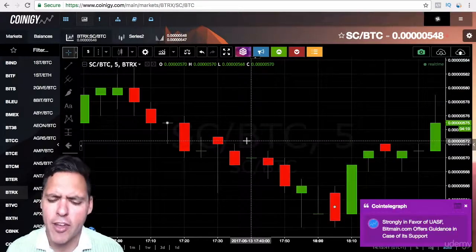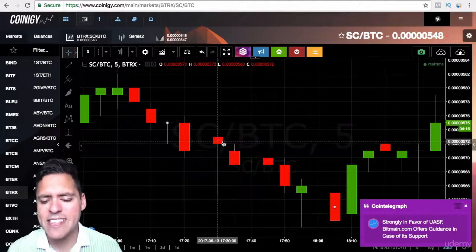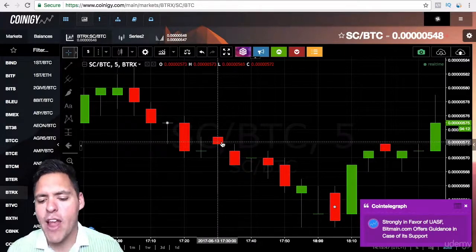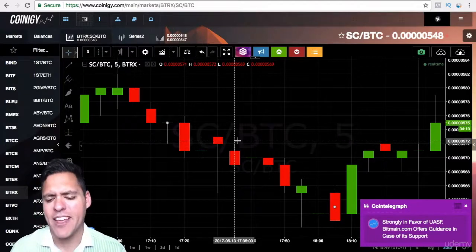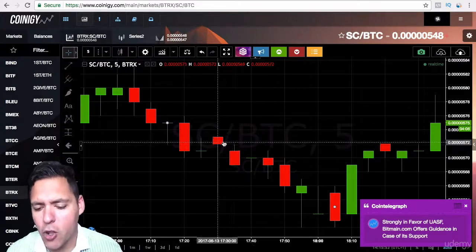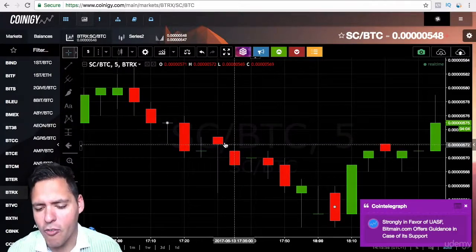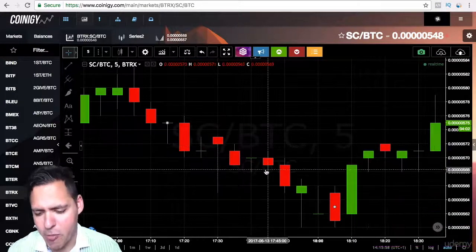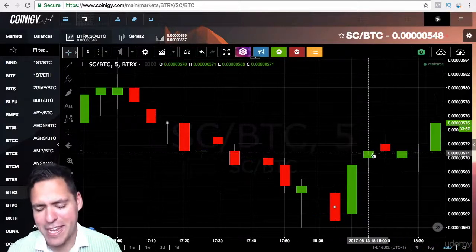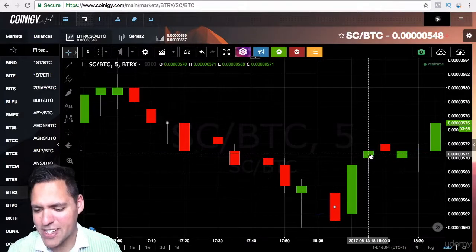Now you can get a red version of the green hammer, and this is called the hanging man. When you've got a red hammer shape, that is called the hanging man, and that's a strong indicator that the price is about to drop. And look what happens as a result of the hanging man: the price drops. And then you've got two hammers here basically battling each other. So this is a strong indicator the price is going to go up.